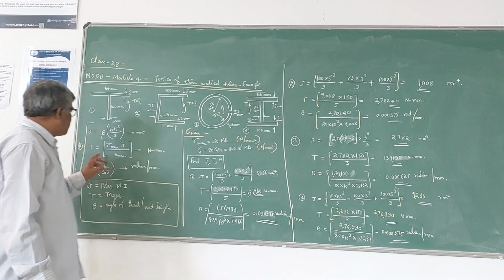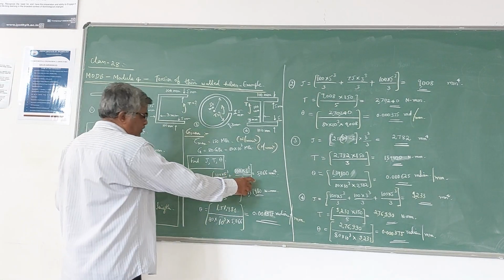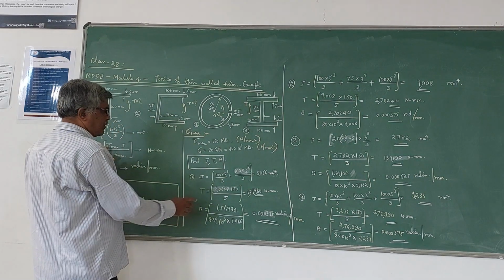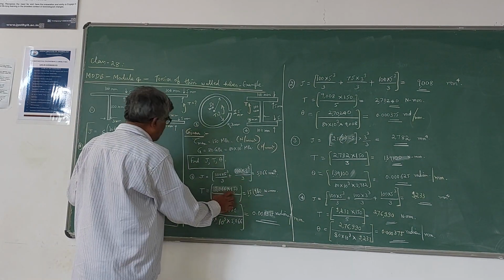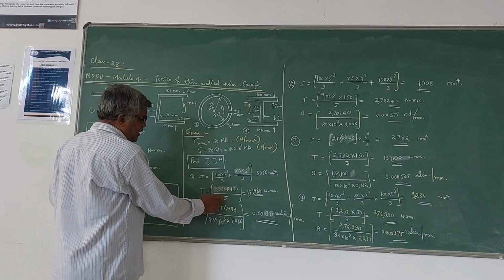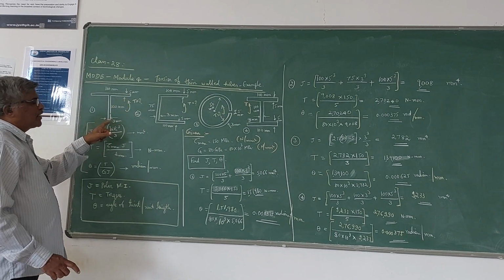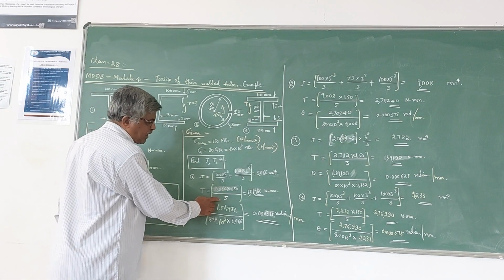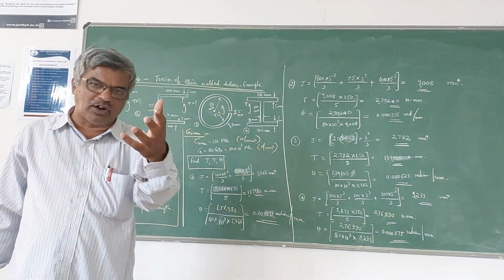Then T is given by tau max into J divided by t max. So tau max we have, that is 150 MPa, Newton per millimeter square. The J value we have got is 5066, divided by t max, which is the maximum of these 2. Since 5 and 3 are given, 5 is the maximum, so divided by 5. You are going to get this much. This will be in Newton millimeter because it is torque.